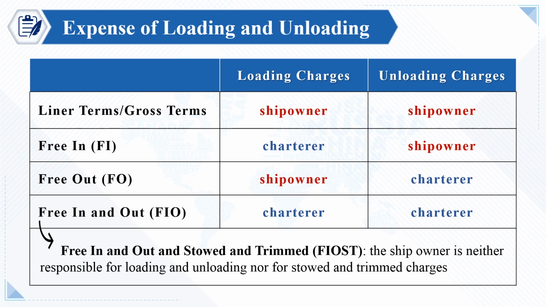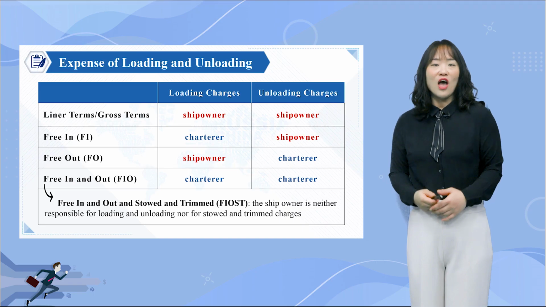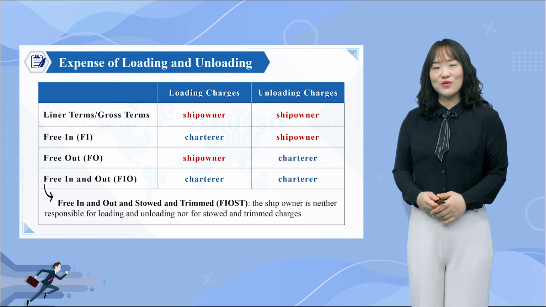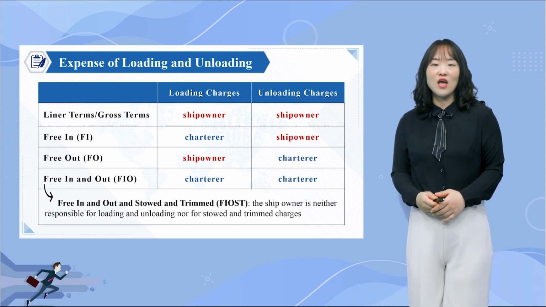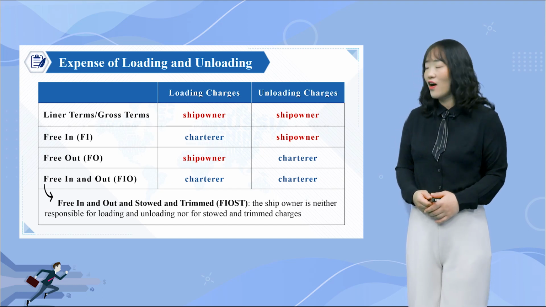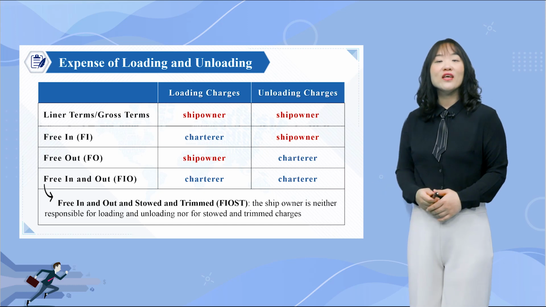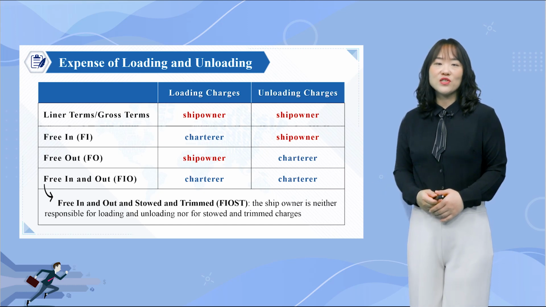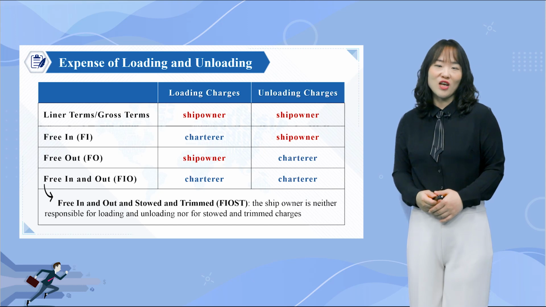Free-in, FI, refers to the rate of freight excluding the loading rate. This means the cost of loading goods on board the vessel will not be included in the cost of shipping. However, the rate of unloading the goods at the destination port will be included. In this case, the charterer pays the rate of loading the goods on a vessel separately. The opposite of FI is FO, free out. The ship owner bears the loading charges, not the unloading charges.